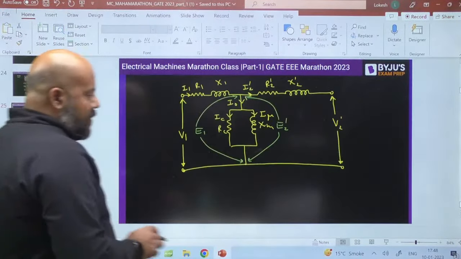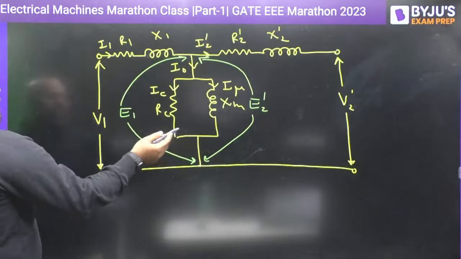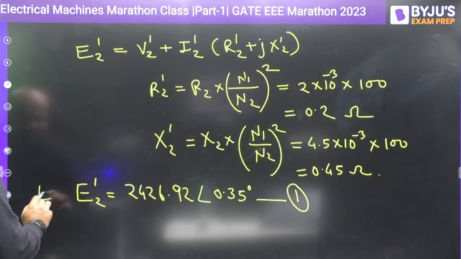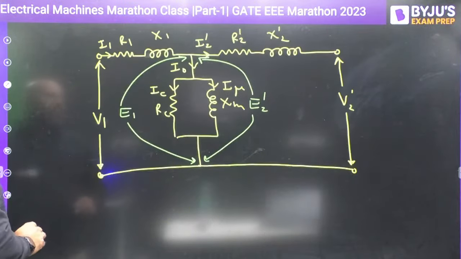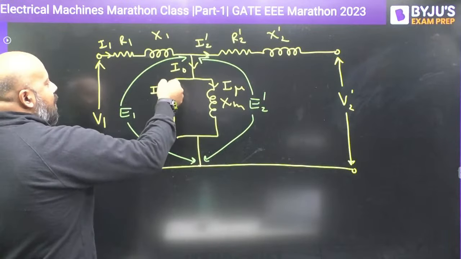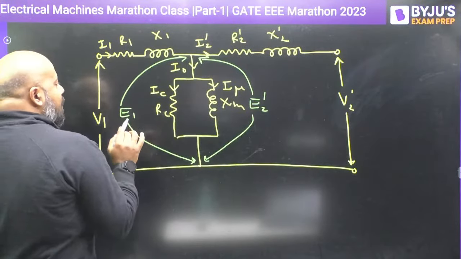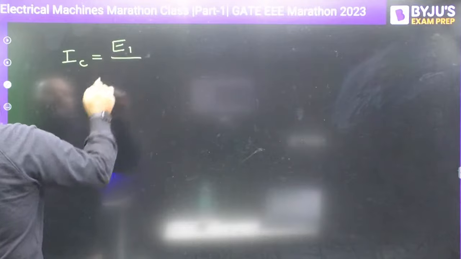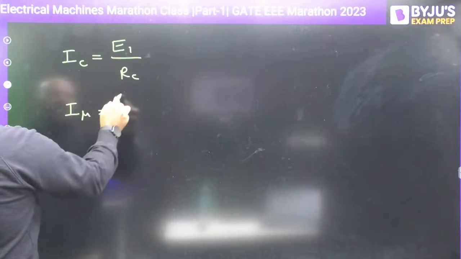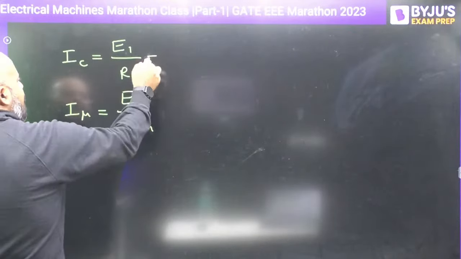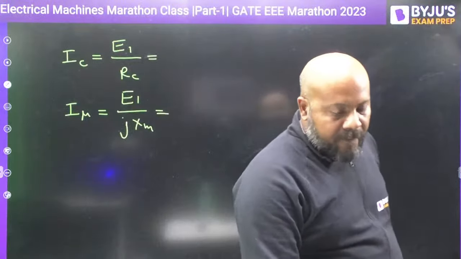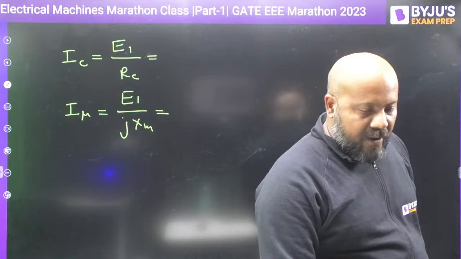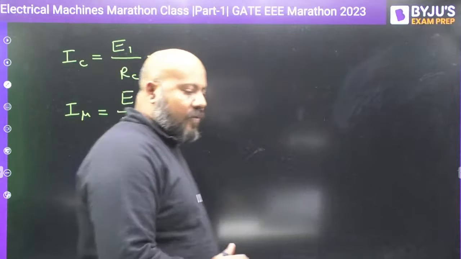Now suppose you are getting E2 dash. E2 dash is going to be the same as E1. So this is going to be the same as E1. Yes or no? Now you know E1. If you know E1 or E2 dash, can you tell me what is IC and I mu? Because you know what is RC, and you know what is XM. So what is going to be IC here? IC is going to be E1 divided by RC. What is going to be I mu? It is going to be E1 divided by jXM. Can you solve this? As per my reference, you must be getting IC as 0.2427.